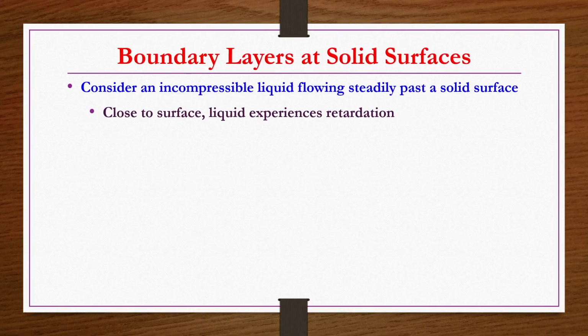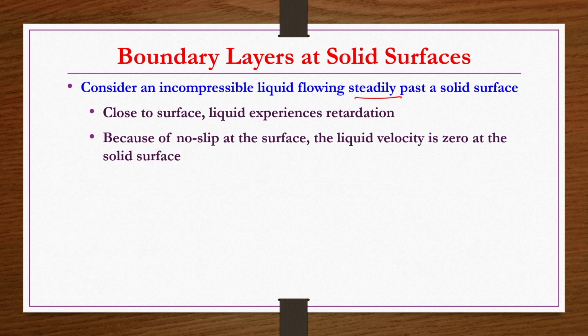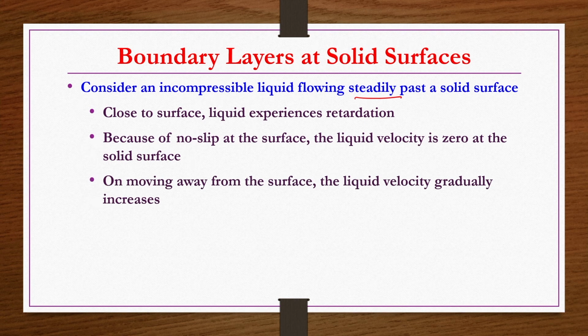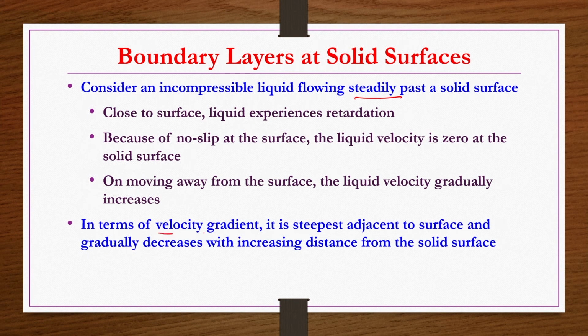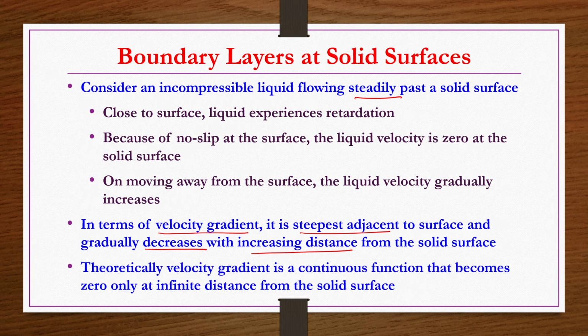So, when we have a liquid steadily flowing past a solid surface, what happens? Close to the surface, the liquid experiences retardation because of the no slip. That is, because of no slip at the surface, the liquid velocity is 0 at the solid surface. Then on moving away from the surface, the liquid velocity gradually increases. In terms of velocity gradient, it is steepest adjacent to the solid surface and gradually decreases with increasing distance from the solid surface. Okay. So, theoretically the velocity gradient is a continuous function that becomes 0 only at infinite distance from the solid surface. That infinite distance we cannot afford.